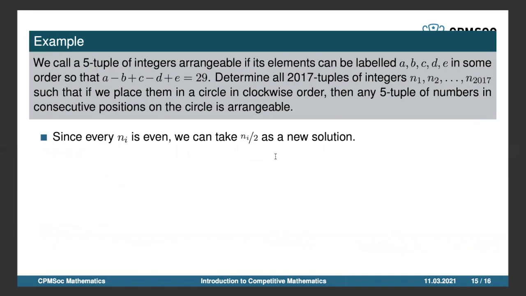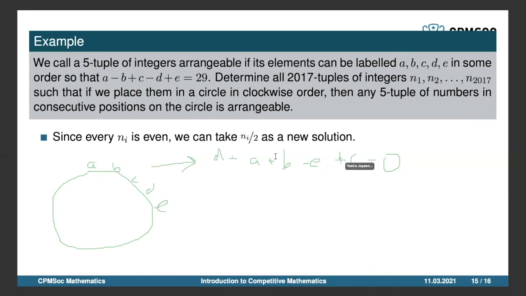So remember that every number ni is even. Okay, so if we had 5 numbers A, B, C, D, and E, let's say these are arrangeable in some way. So we can randomly order them like this. So we can have D minus A plus B minus E plus C equals 0. Let's say we had a random way of ordering these 5 numbers, and this alternating sum and difference gives you 0.